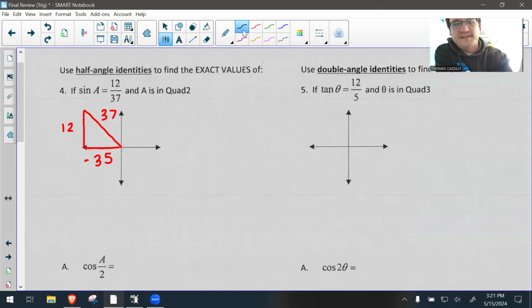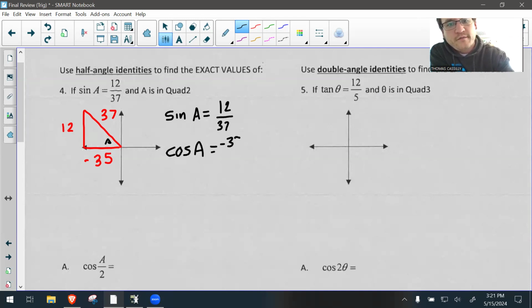Now it's going to be a good idea to write out all the other three ratios. So the sine of angle A, again, angle A is right here. I'm not going to color code in this video. That just took way too long. So the sine of A, that one was given to us, so that's 12 over 37. The cosine of angle A here is negative 35 over 37. And then the last one is your tangent. The tangent of angle A is the opposite over the adjacent, so you got 12 over negative 35.